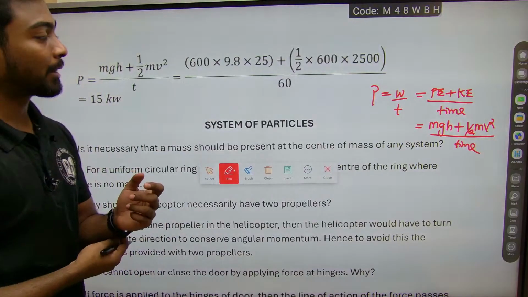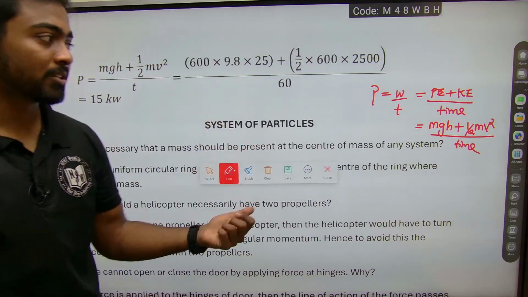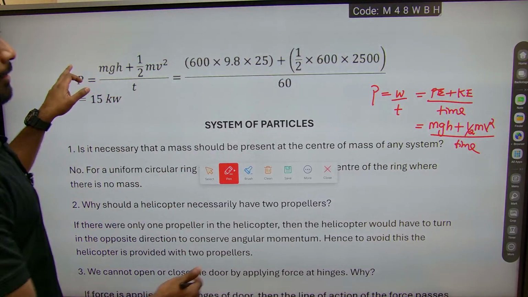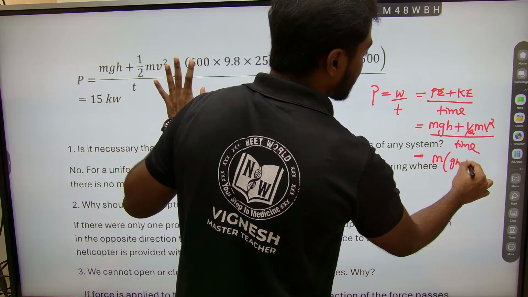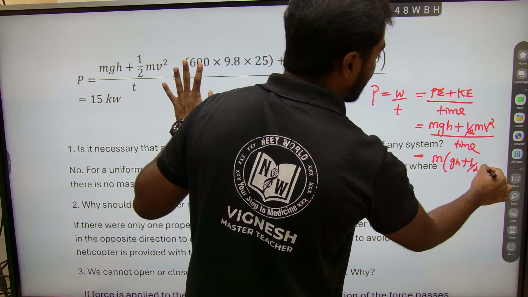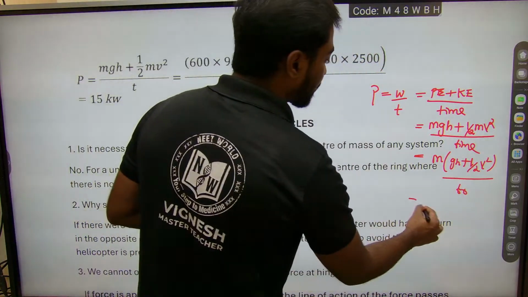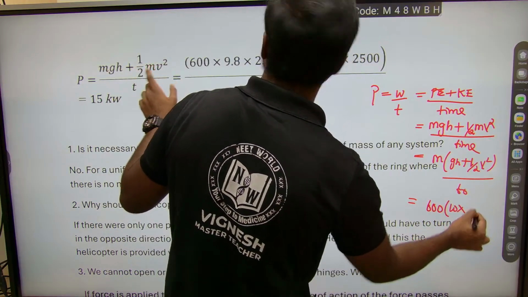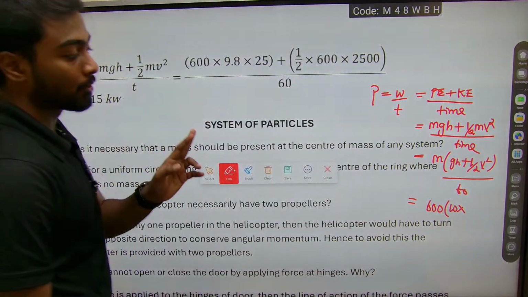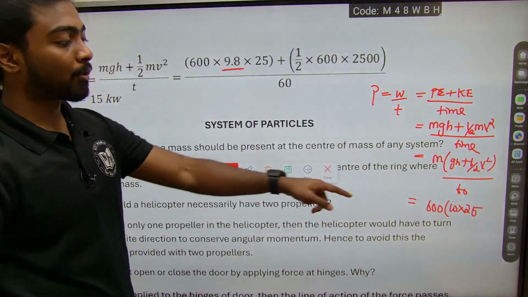Got it? Per minute they have told. So for seconds we should take 60 seconds. 1 minute equals 60 seconds. So I can take m commonly outside: m times gh plus half v square divided by 60. So mass we know is 600 kg. I can use directly 600 into g is 10 and the height, how much height has been given? 25, right? Here they have taken 9.8; we'll take approximately and we'll get the answer.